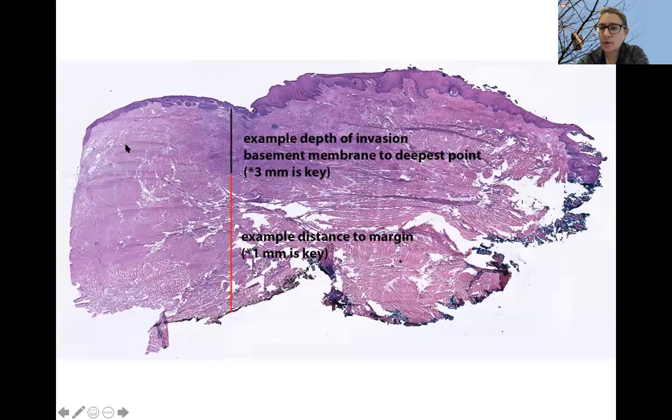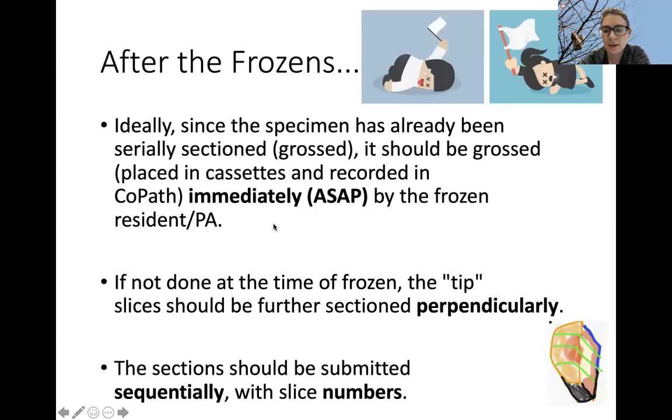Here's an example of a frozen section that is lovely because the tissue was small enough that it all fit on one slide. You were able to measure both the depth of invasion from the basement membrane to the deepest point, as well as the distance to margin. All right, so this is a rare example where it all came in one slide, but we don't always get that.